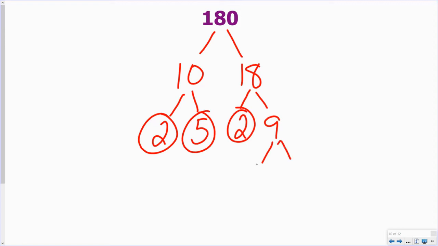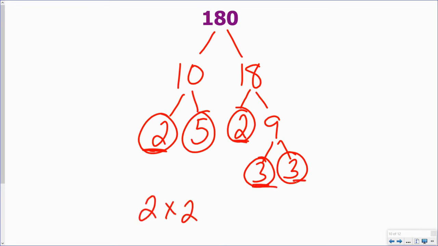9 can be broken up into 3 times 3, which is prime. So I'm going to circle both of those. So now I'm going to list out my factors here. I have 2 times 2. I have 2 3's here, so 3 times 3. And now I have a 5. So here are all my prime factors of 180.